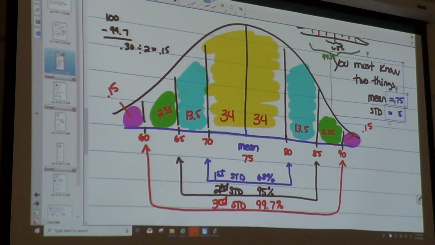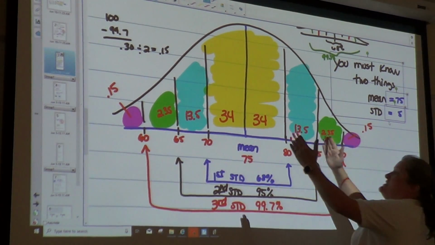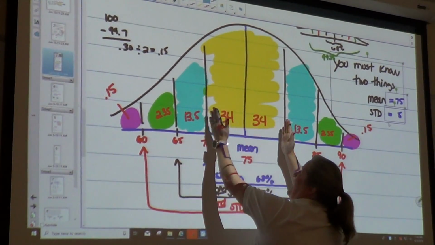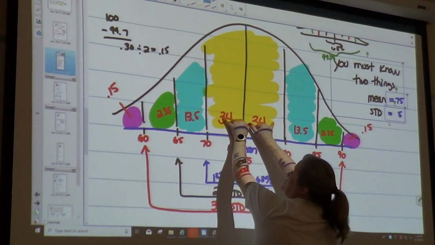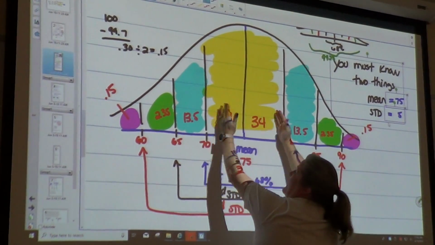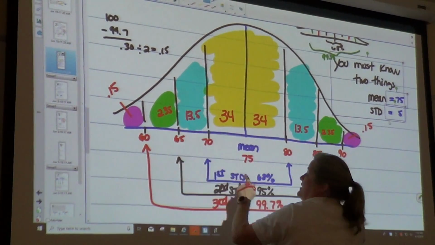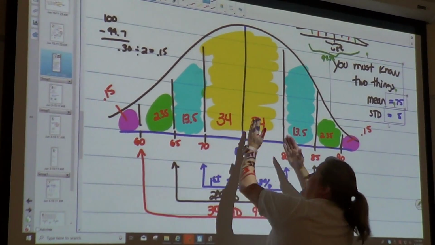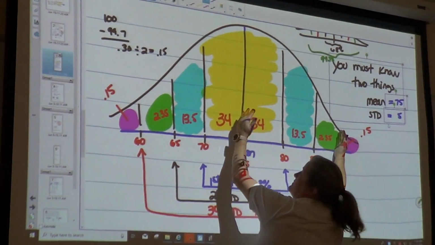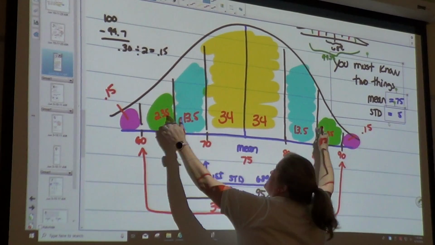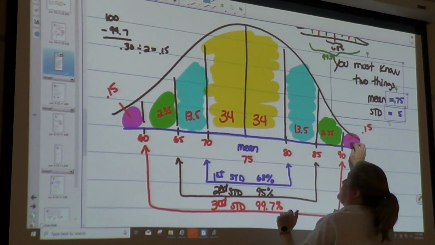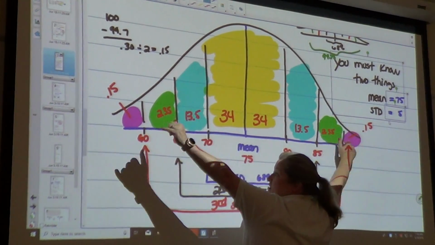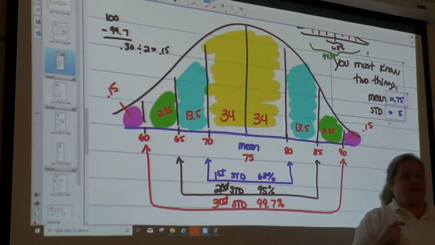But still, one deviation is 68%, which means these two add up to 68%. These, which are two deviations in either direction, all of that should add up to 95%. And if I go 3 jumps and 3 jumps, that adds up to 99.7%. And then we took the last two little ones, and that gives me the little tails.